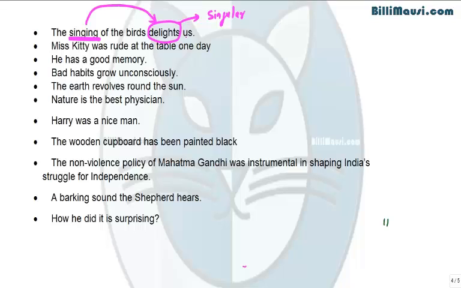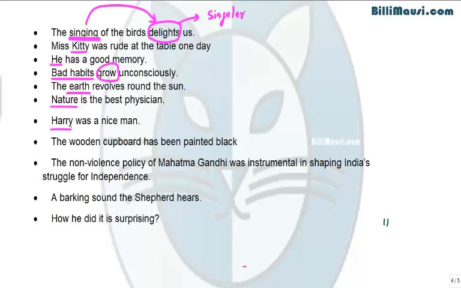Miss Kitty was rude at the table one day. So the subject is Kitty. He has a good memory. Bad habits grow unconsciously. Bad habits is plural, so that's why we are using grow. The earth revolves around the sun. Earth is the subject. Nature is the best physician. Nature is the subject. Harry was a nice man.